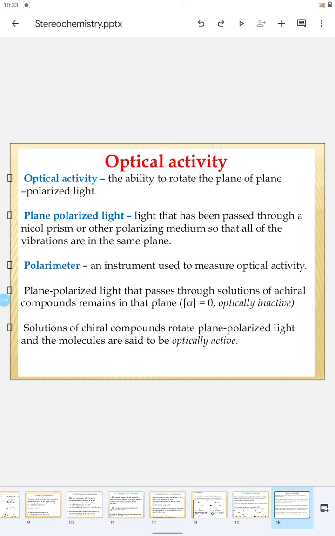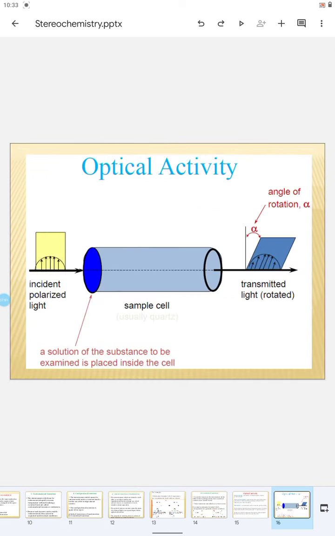When the compound rotates the plane polarized light to the right, that is clockwise, it is termed plus or dextrorotatory, small d. But when the compound rotates the plane polarized light to the left, that is anti-clockwise direction, it is termed minus or levorotatory, that is small l. The organic molecule that is not able to rotate the plane polarized light is called an optically inactive compound.